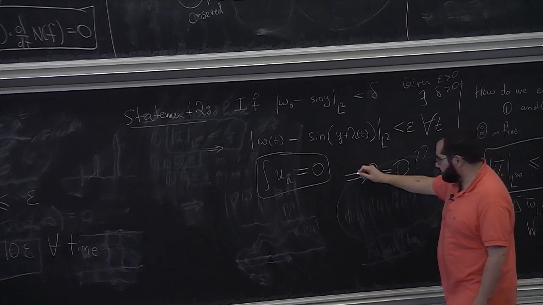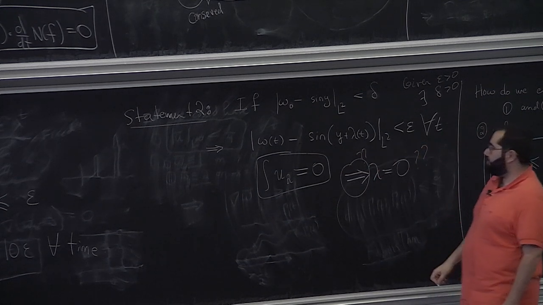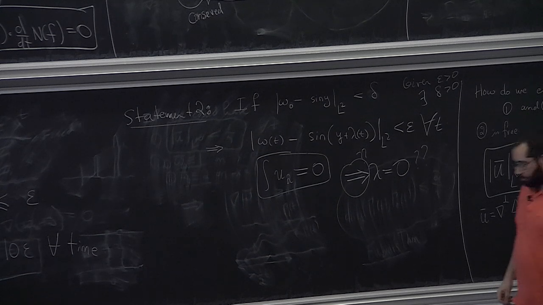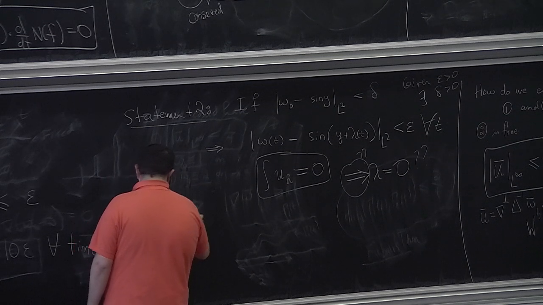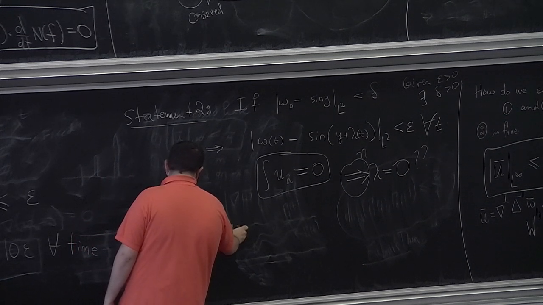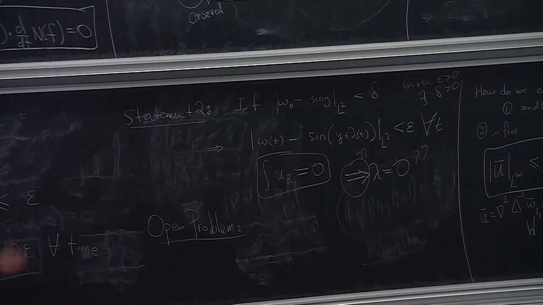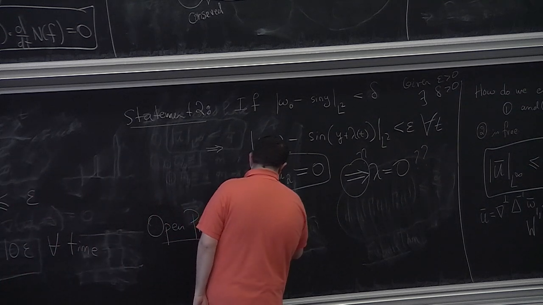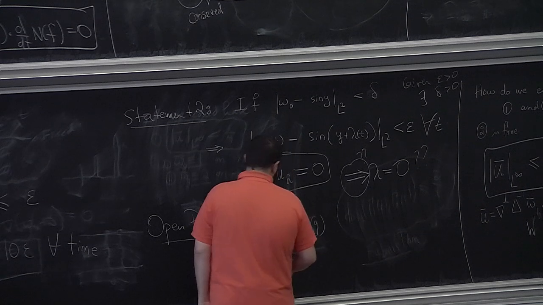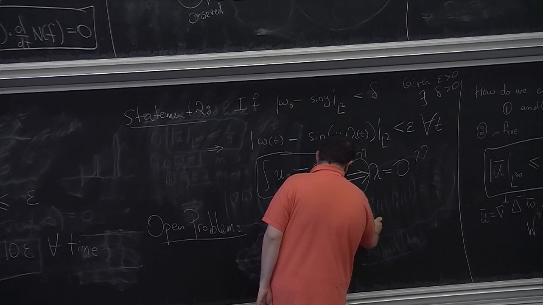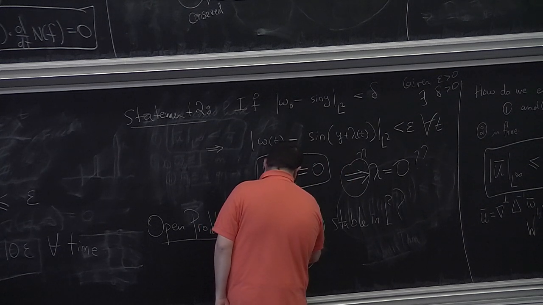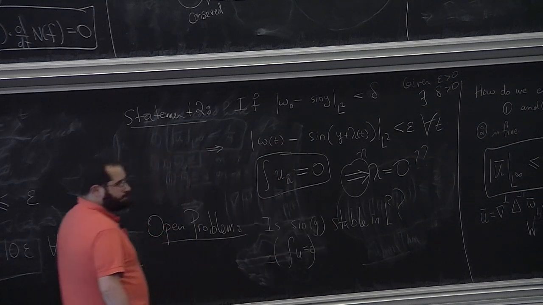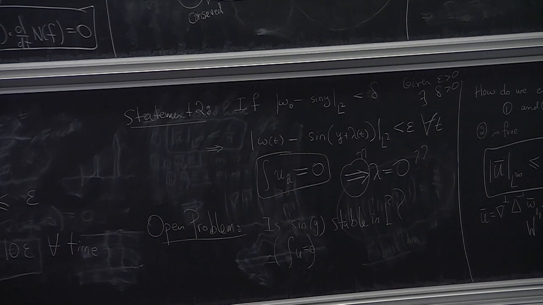But I don't think anybody knows how to prove that. So this is not known, right? It would be nice, so I just write this as an open problem. I can hide behind Marchioro and Pulvirenti, who said this is an open problem. Is sine of y stable or not, under the assumption that the mean velocity is zero? You should just assume that. This is conserved.